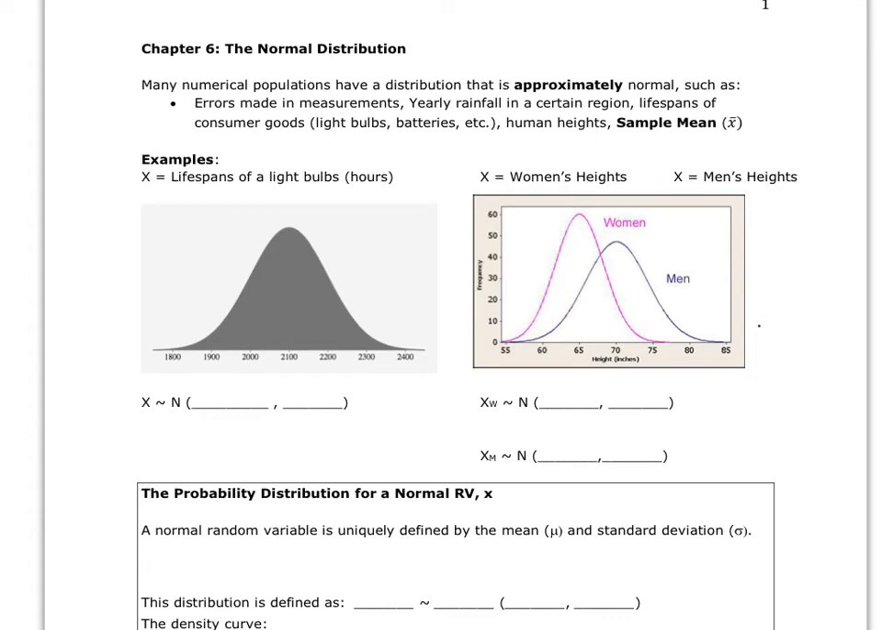All right, chapter 6 is on the normal distribution. Many populations have a distribution that is normal or approximately normal. It's probably the most well known in statistics and out of statistics as well. Things that have a normal distribution: errors in measurements is one thing, yearly rainfall, lifespans of consumer goods, human heights, and maybe of particular interest for us are sample means, or X bar.